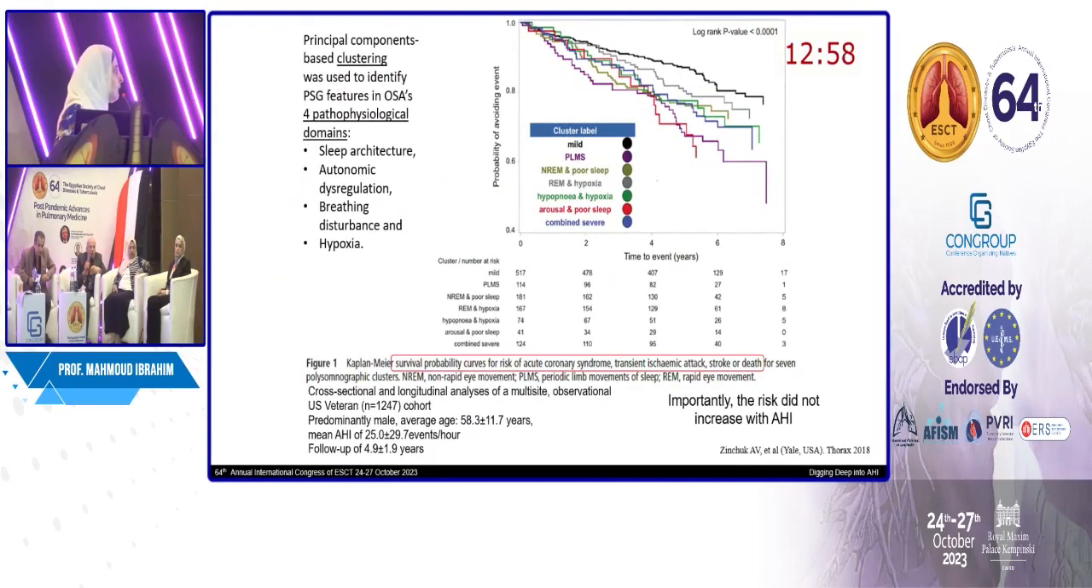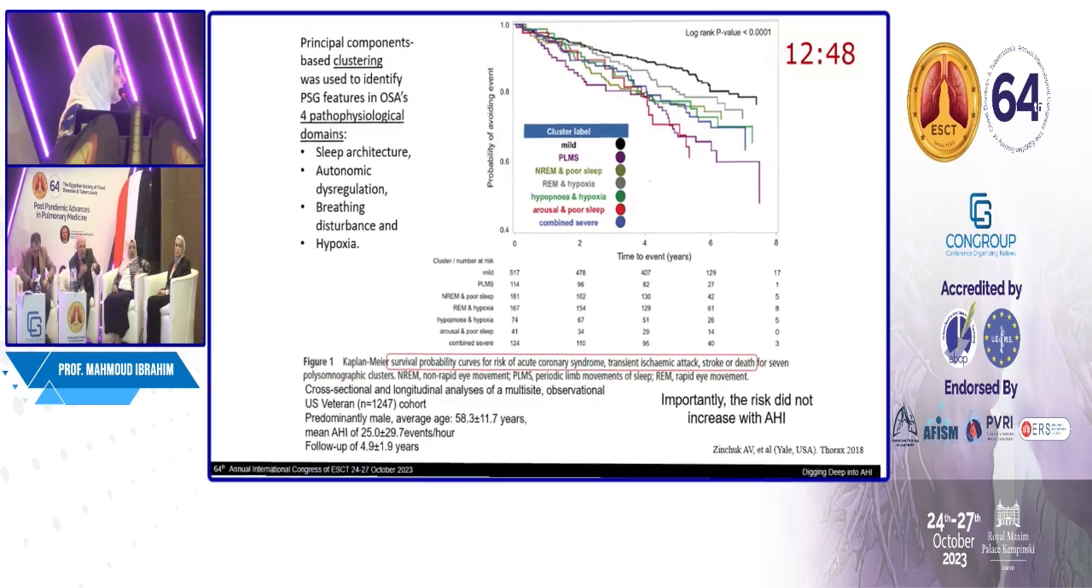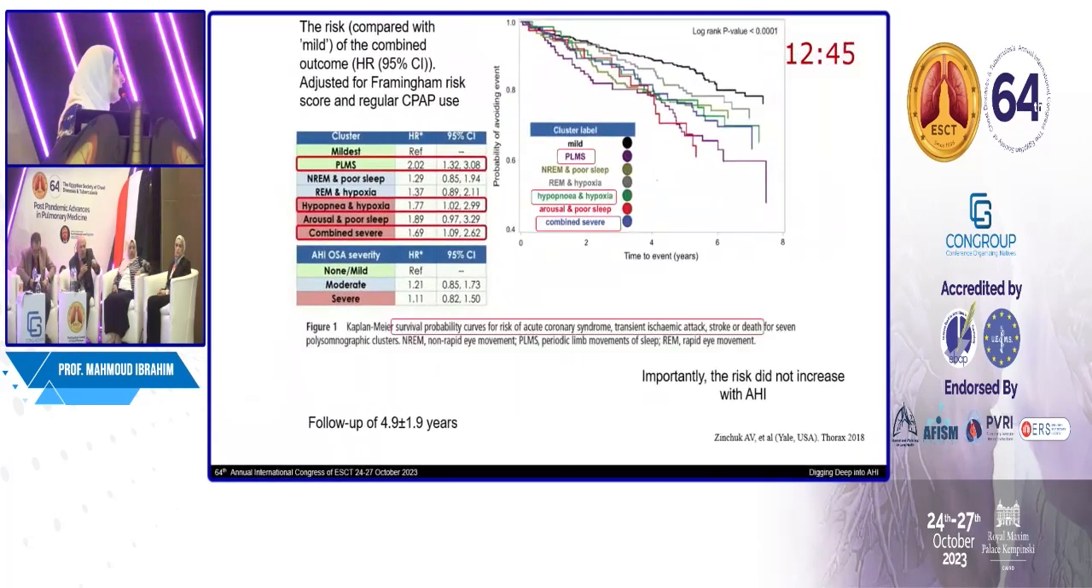Looking at the polysomnographic variables, they started to divide the patients into those who were hypoxic, those with periodic leg movements, those with hypopnea, apnea, and more comorbid events. And they looked again at the major cardiovascular events. They found that the patients with hypopnea and hypoxia and the periodic leg movements are the ones having the higher incidences of the major cardiovascular events. Importantly, the risk did not increase with the apnea-hypopnea index.